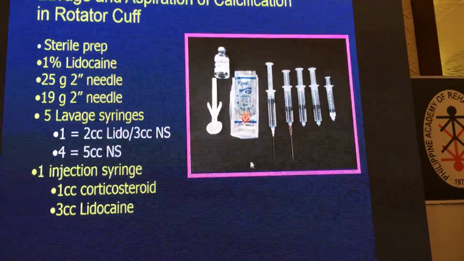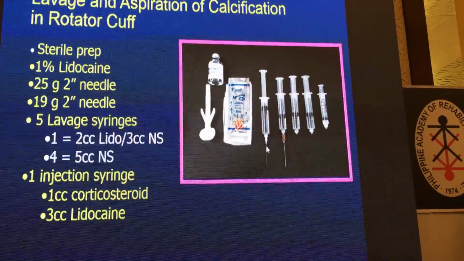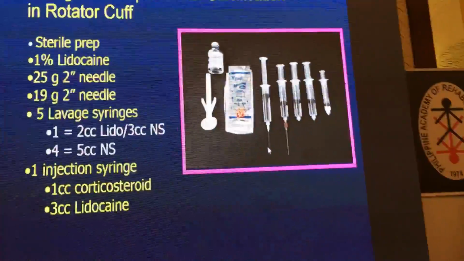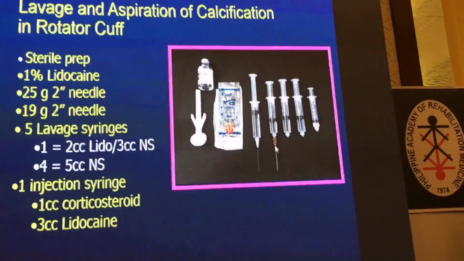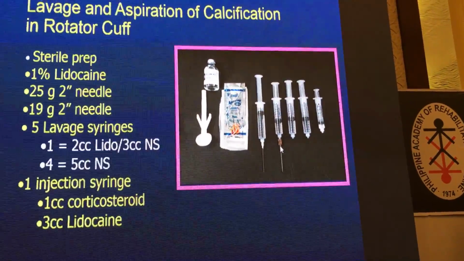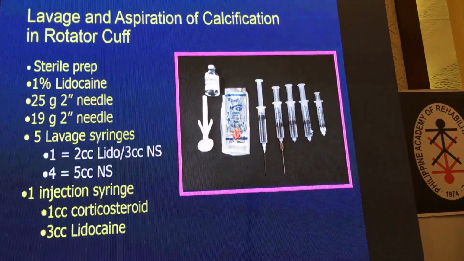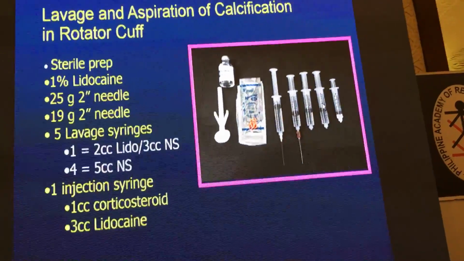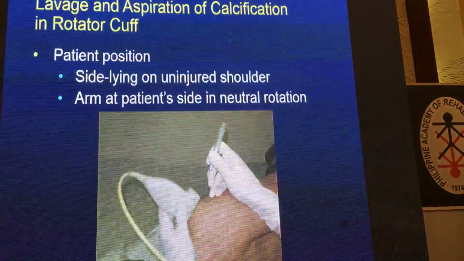I have one syringe that's filled with local anesthetic to anesthetize them, and I usually use a 25 gauge 2-inch needle. And then I'll have a syringe with a 19 gauge 2-inch needle or an 18 gauge 3.5-inch needle, depending on how deep it is. And then I'll have a number of syringes that have saline or sterile water in them. And then I have one syringe with some corticosteroid.